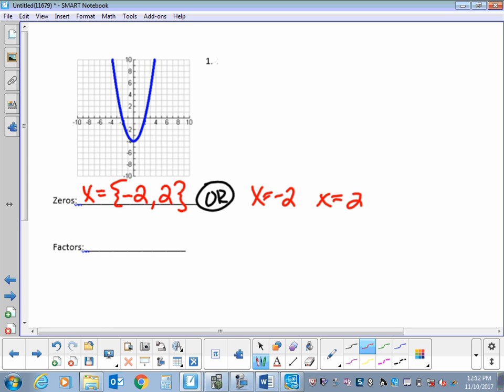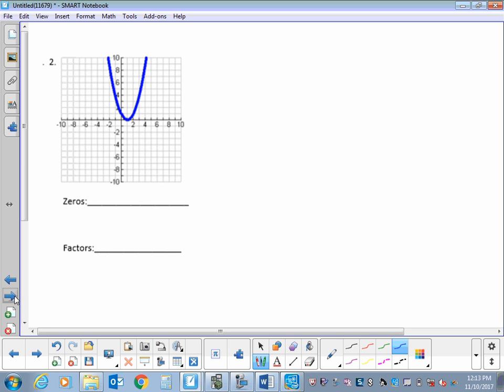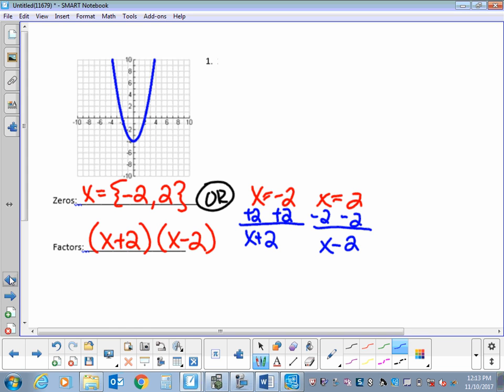So what are my factors here? x plus 2 and x minus 2. All we did was we moved everything to the left side. And those are my factors. Does that make sense? Did you copy that down, Lorena? Almost in there. Alright, you guys did the last two.